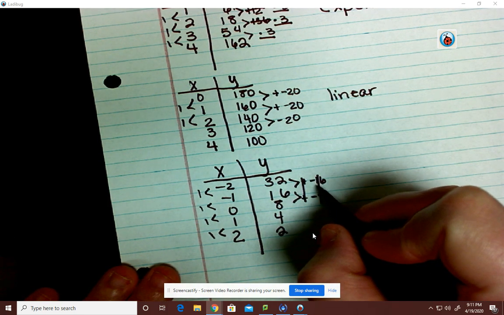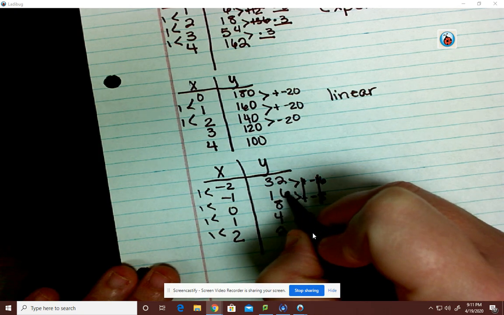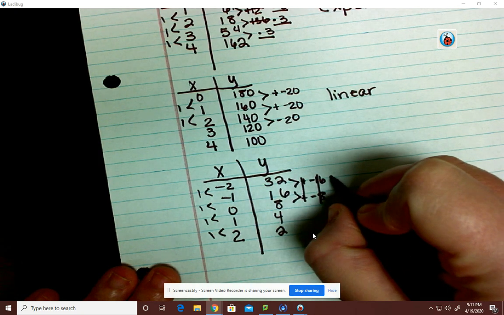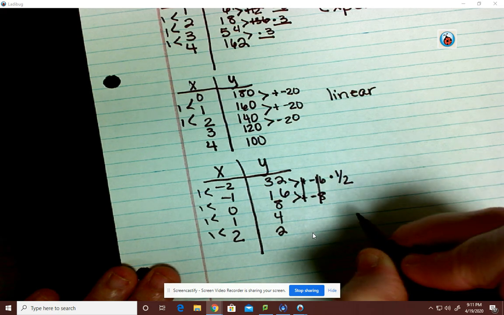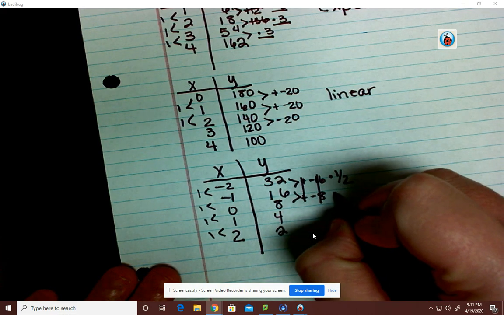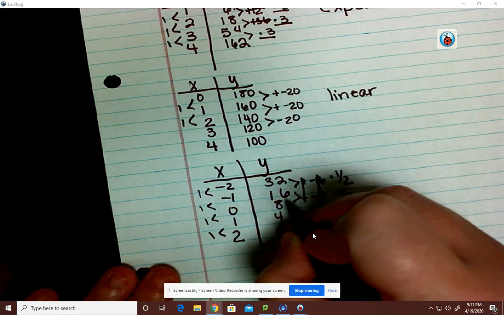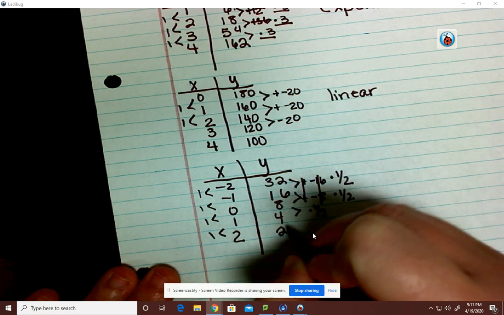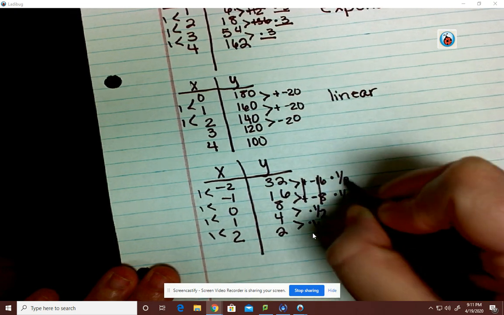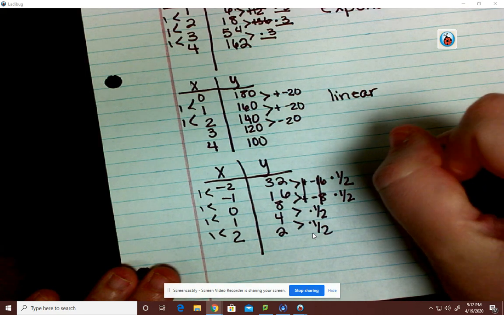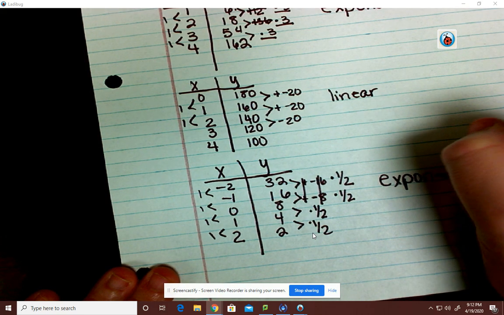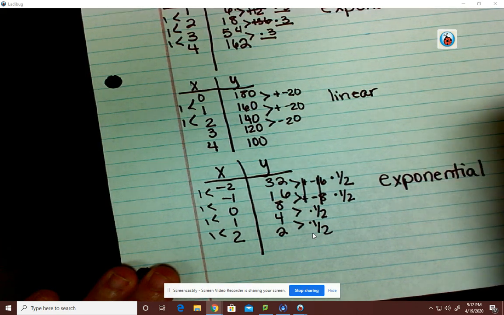So if I look at what I would multiply by, I could take 16 divided by 32, that's 1/2. So this is multiplying by 1/2. 8 divided by 16 is 1/2. 4 divided by 8, that's 1/2. 2 divided by 4, that's 1/2. So I'm multiplying by 1/2 each time. So this would be exponential.